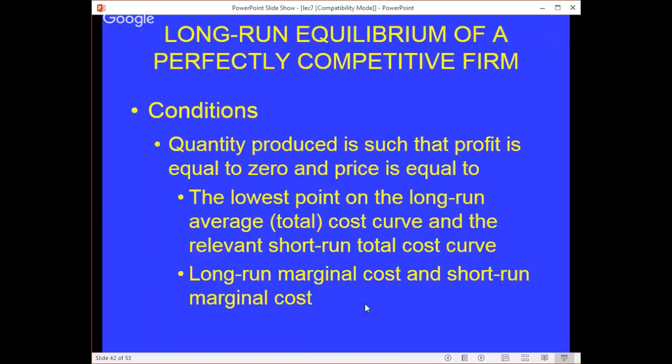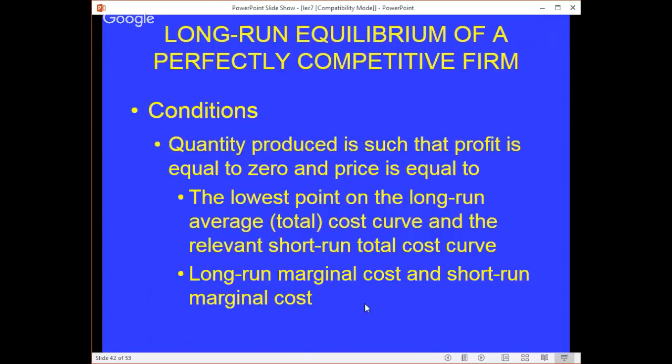Okay, long run equilibrium of a perfectly competitive firm. We've actually already done this because for some reason my slides got out of order, but we'll do it again. The quantity produced is such that profits are equal to zero. And what type of profits are we talking about? Accounting profits? Economic profits, right? So economic profits are equal to zero.